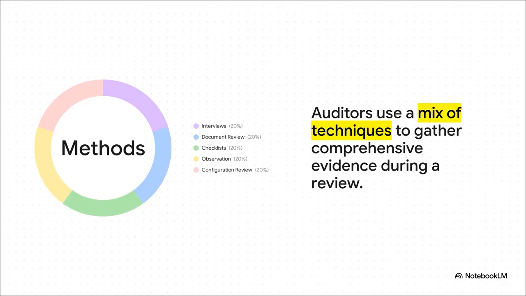So how do the auditors get all this information? Well, they use a whole mix of techniques to get the full picture. They'll do interviews to understand the human side of things, they'll review documents to check the official policies, and they'll just observe how people actually do their work. And then, of course, they get hands-on and directly review system configurations to see if the technology is set up the way the paperwork says it is.